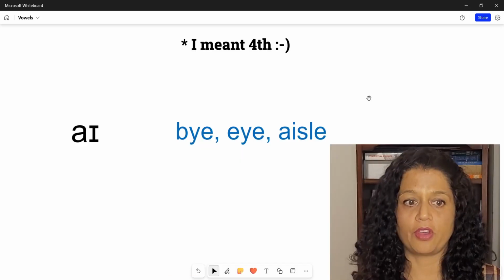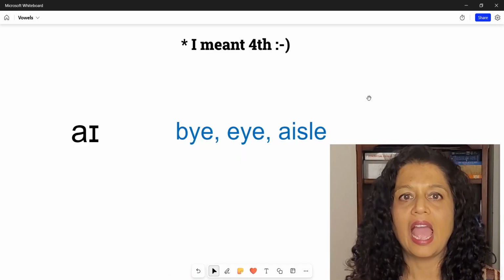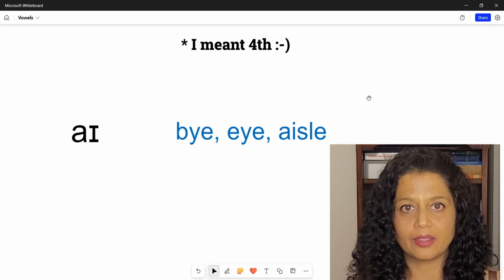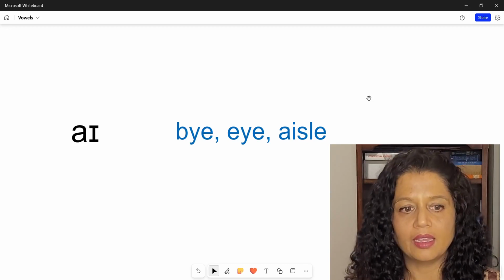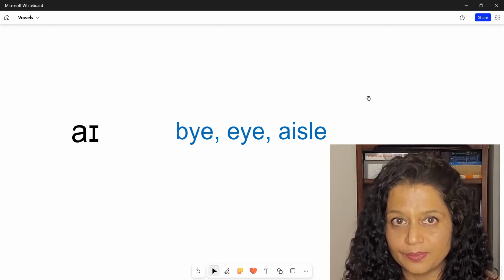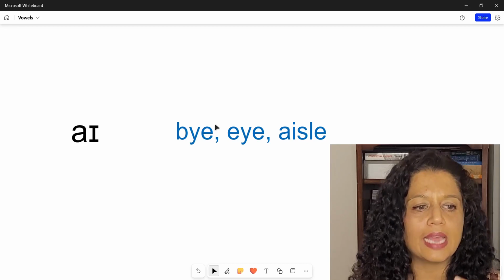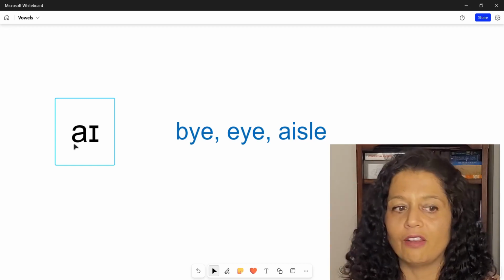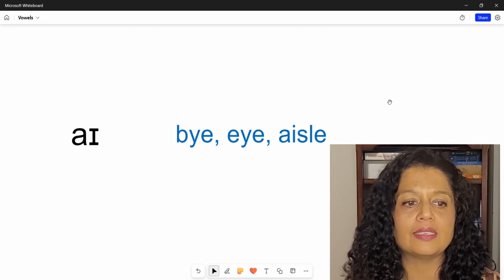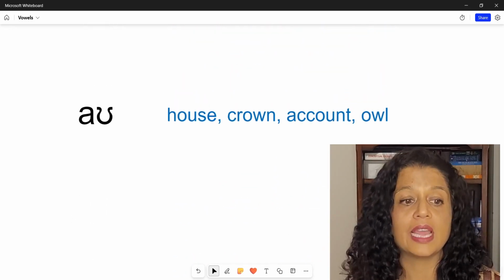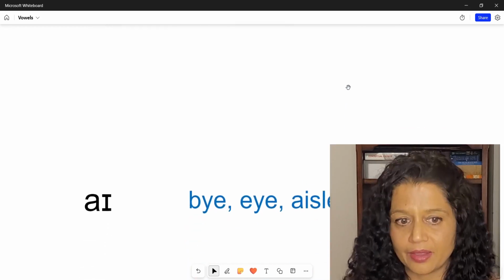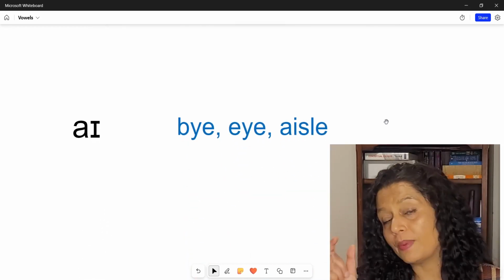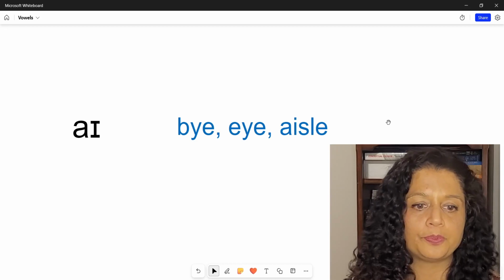The next diphthong is I, buy, aisle. Okay, so even though I said that this sound is not used in American English, it's not used by itself, but you will notice that sound is in a couple of diphthongs, ow and I. All right, so it's not used by itself. I should have made that clear.